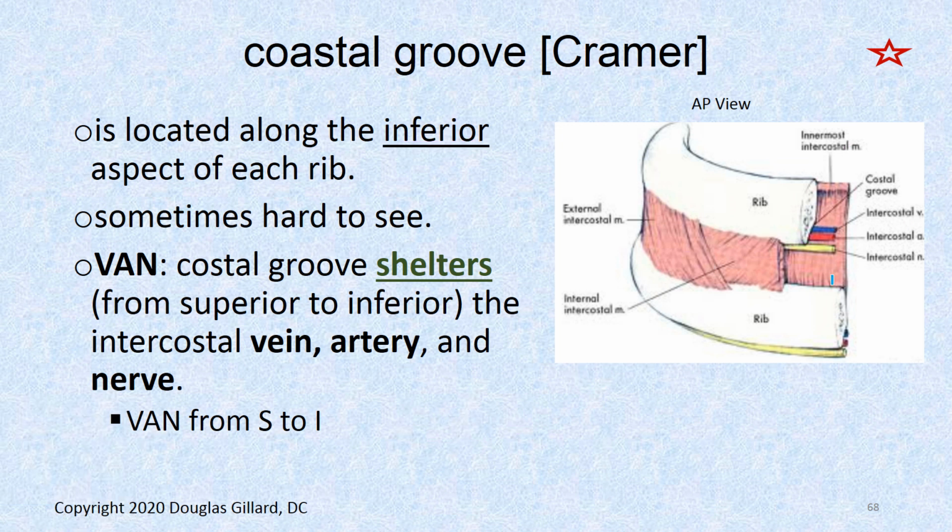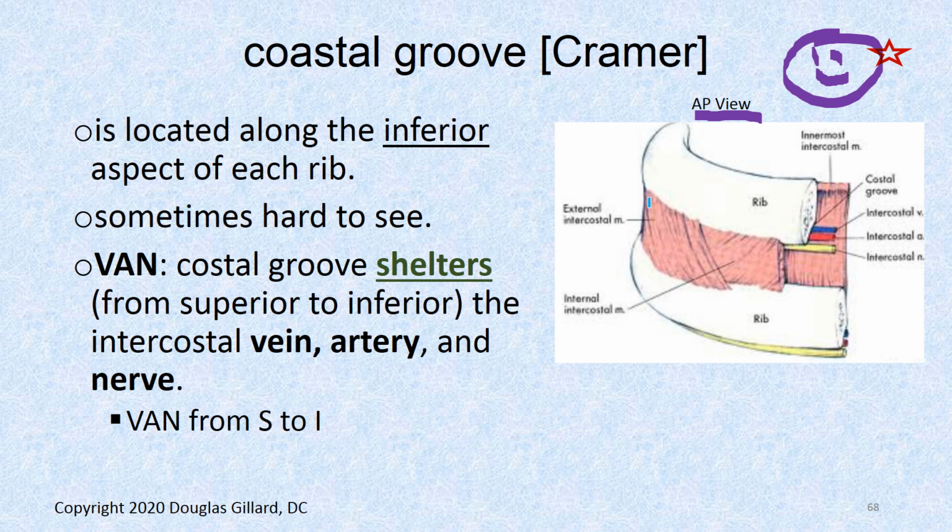Here's another important thing. I find students are always confused with this. So this is an A to P view, right? The little man's looking at us. So there's 3 layers of muscle. Also, when you put that chest tube in, you have to pierce 3 layers, and then you have to pierce the parietal pleura, which is the 4th layer down.